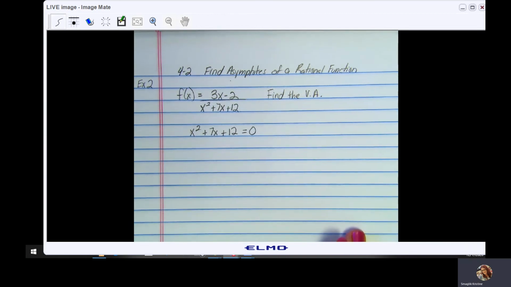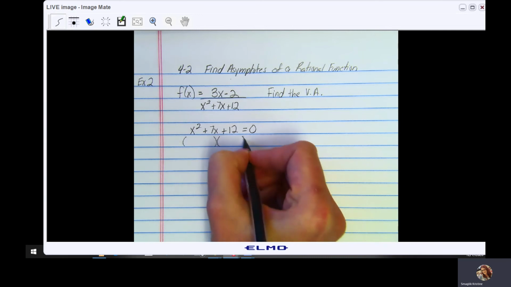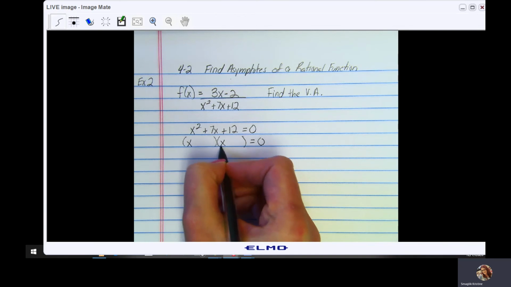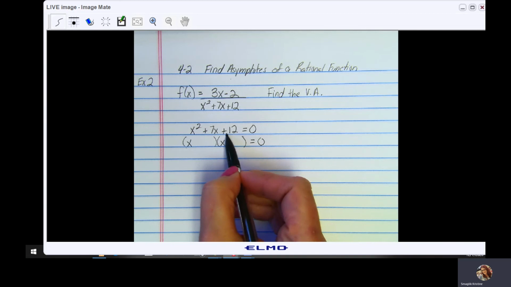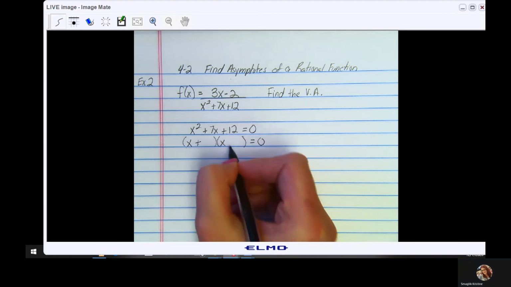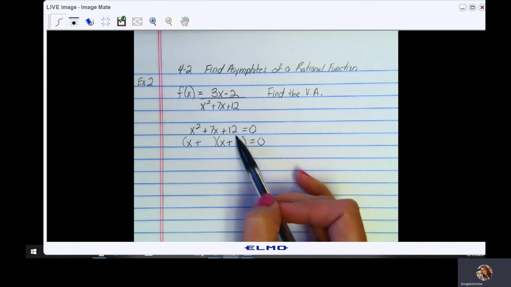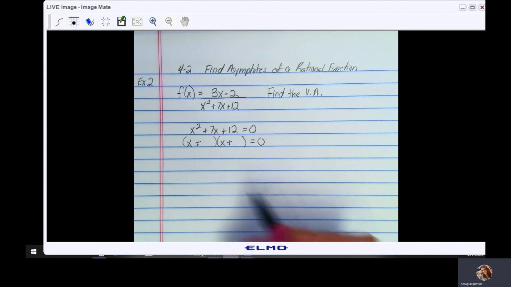In order to solve a quadratic, I need to factor it. I'm going to put my two sets of parentheses in. I know I'm going to have to start off by dropping in my x's. X times x gives me that x squared. My c value is positive. That tells me my signs of my factors have to be the same. So if I look at my middle term, that tells me what they're going to be. And now I just have to ask myself, what two numbers, when I multiply them, I get a positive 12, and I add them, I get a positive 7. Well, that would be 3 and 4.